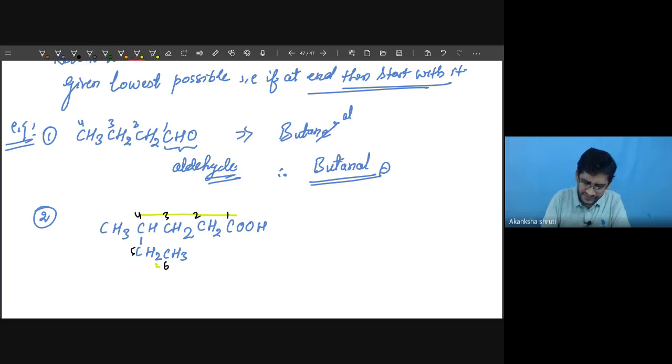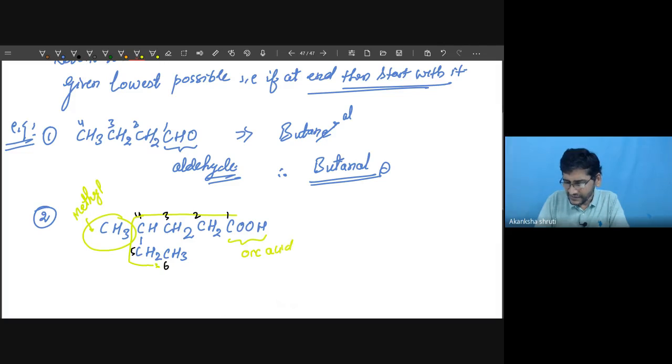What is this group? Yes, student. For this group, I need to write methyl. But the main functional group is carboxylic acid, so oic acid will act as suffix. This methyl is the prefix. But the position of methyl has to be indicated. It should be 4. So at the fourth position, this methyl is there.